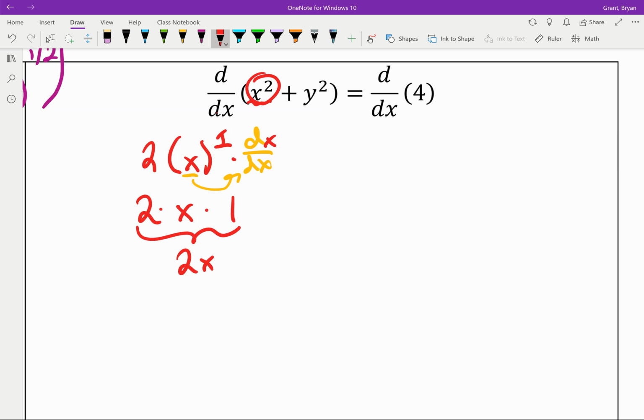And you're like, duh, vindication. The derivative of x squared is 2x. We knew that. Why did you take so long? Well, please allow me to demonstrate. Let's go ahead and do the derivative of y squared.